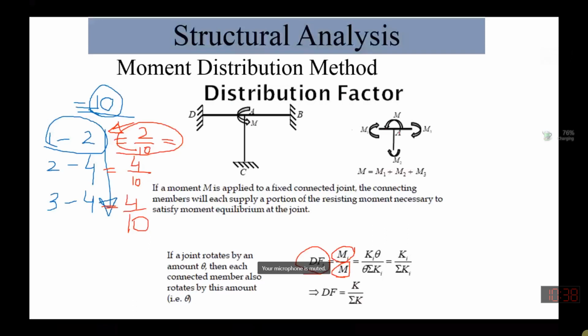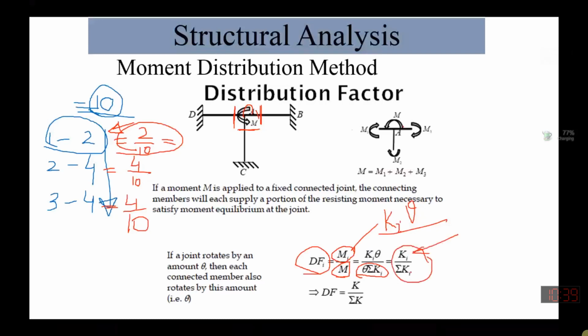So there are three members, 1, 2, and 3, to whom we have distributed this total moment. It means the distribution factor is the factor through which moment is distributed from the joint to the adjacent member. The individual moment divided by the total moment: we know that M is equal to K_i theta, and the total sum is also equal to theta times the sum of all K_i. So the relationship comes out to be the stiffness of the individual member divided by the total joint stiffness.